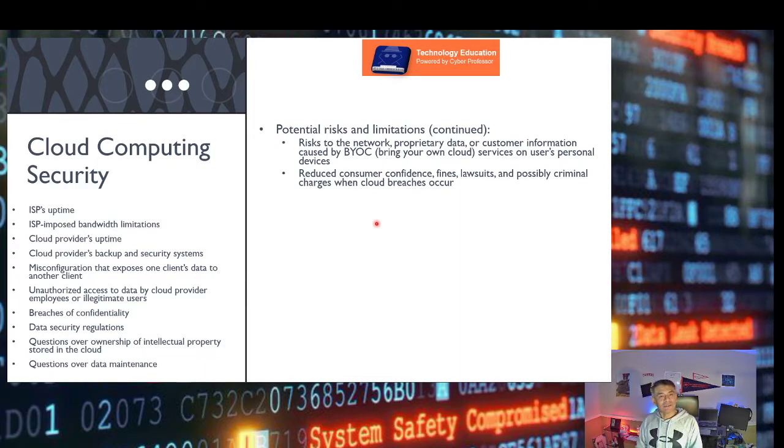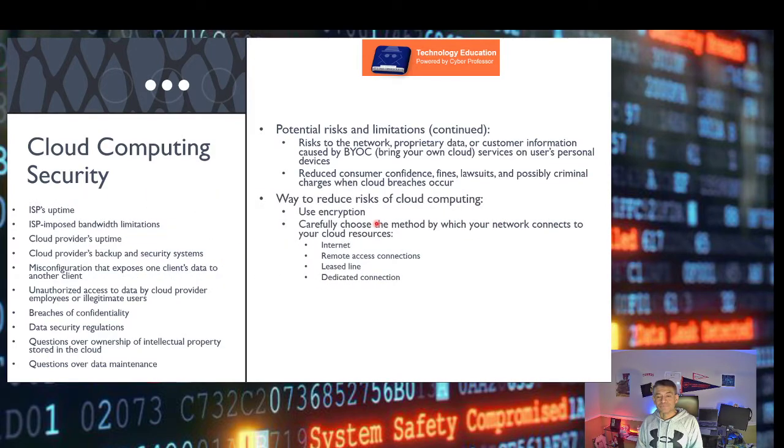There are data centers not only in the US but also in Europe, and if by any chance the company that you end up working for has data stored in one of the data centers in Europe, then they are subject to any laws as far as privacy and security that are in existence in Europe rather than in the US, because the data center is under the jurisdiction of Europe. Ways to reduce risks of cloud computing include the use of encryption and carefully choosing the method by which your network connects to your cloud resources.